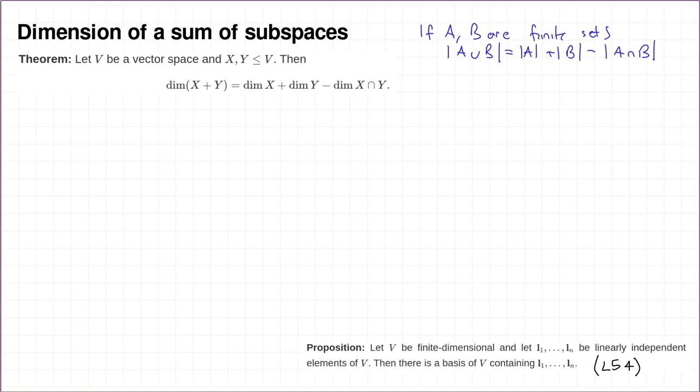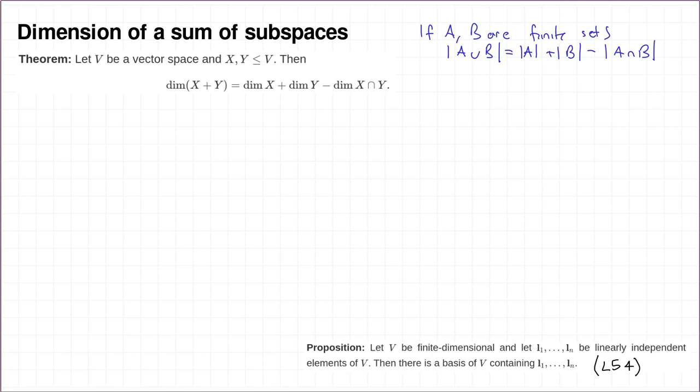Anyway, let's try and prove this theorem about the dimension of the sum of two subspaces. So what it says precisely is that if you have a vector space V, and if you have two subspaces X and Y of V, then the dimension of X plus Y is equal to the dimension of X plus the dimension of Y minus the dimension of the intersection of X and Y.